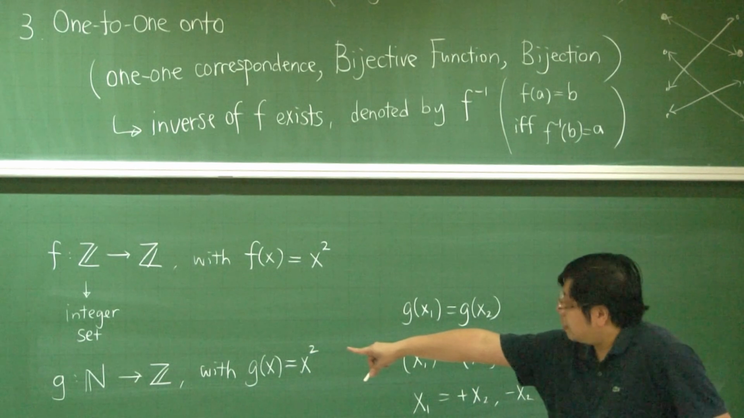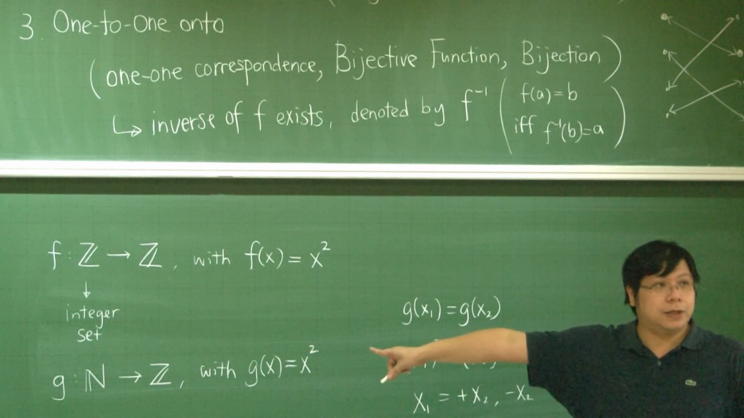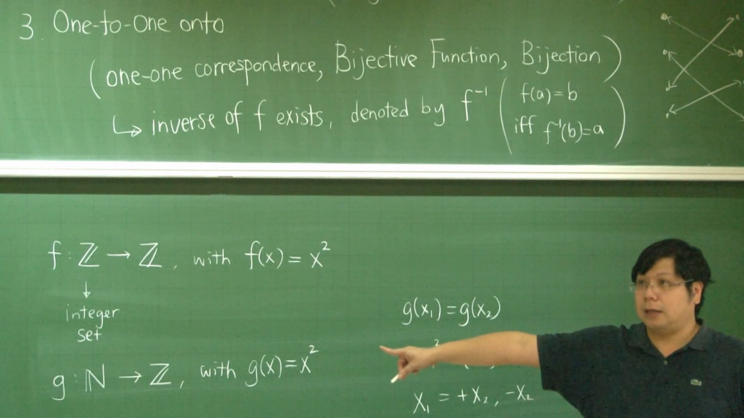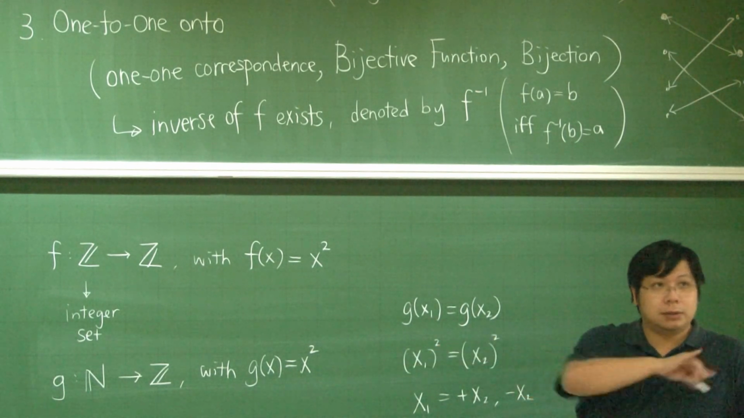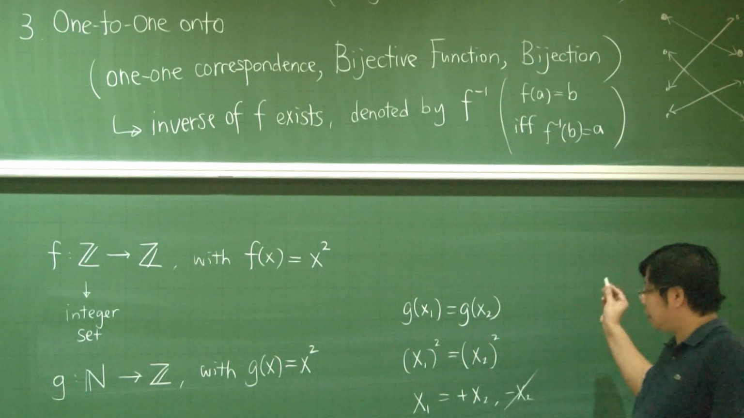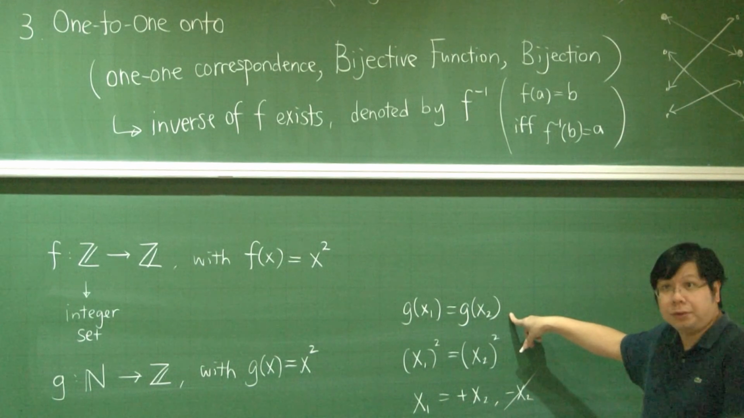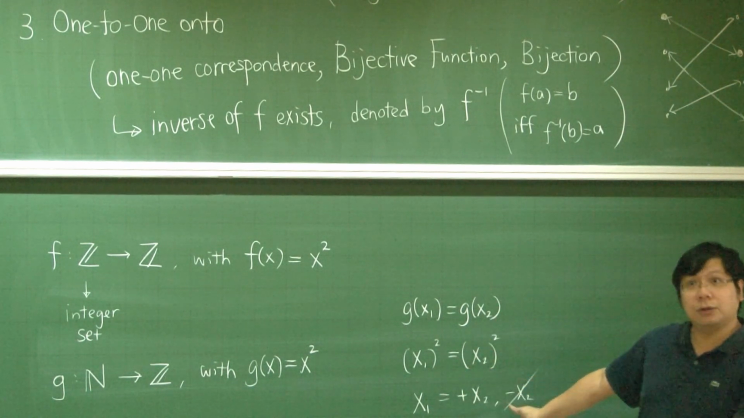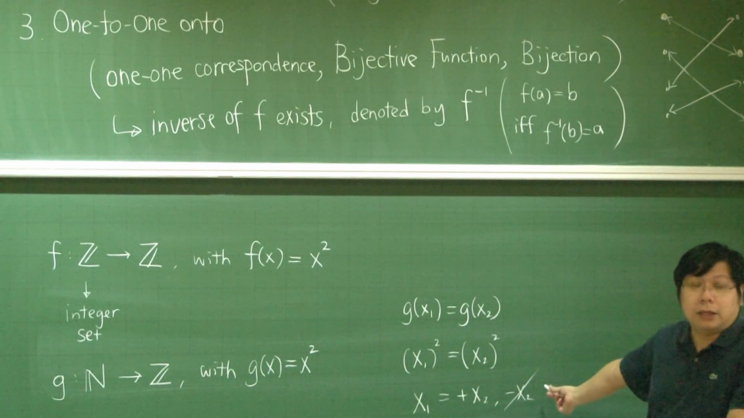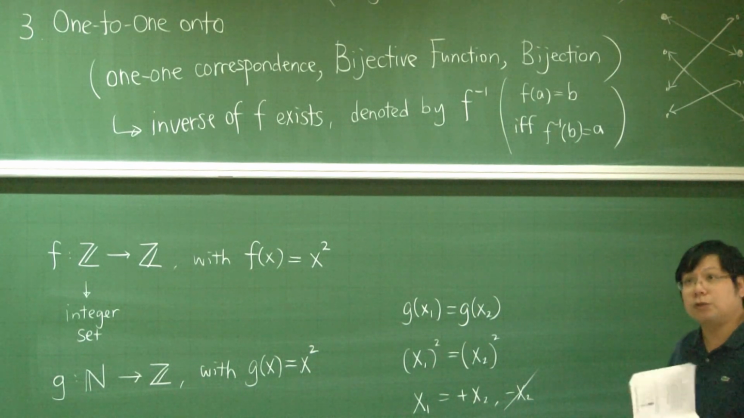But on the other hand, we see that the domain of this function g are natural numbers. They are always non-negative, so one of them has to be rejected. So it means that whenever you have g of x1 is equal to g of x2, then x1 must be equal to x2. So you cannot have two different things mapping to the same item. So this is a one-to-one function.